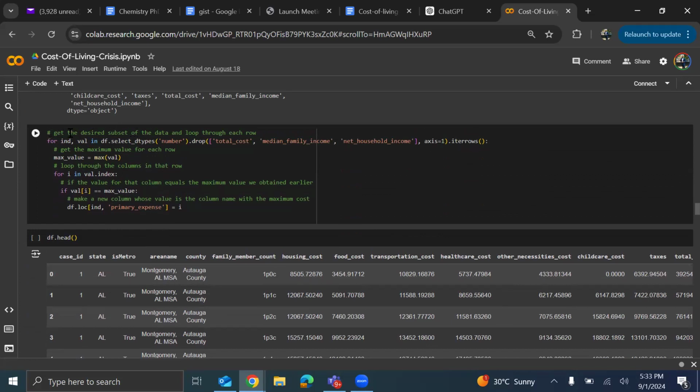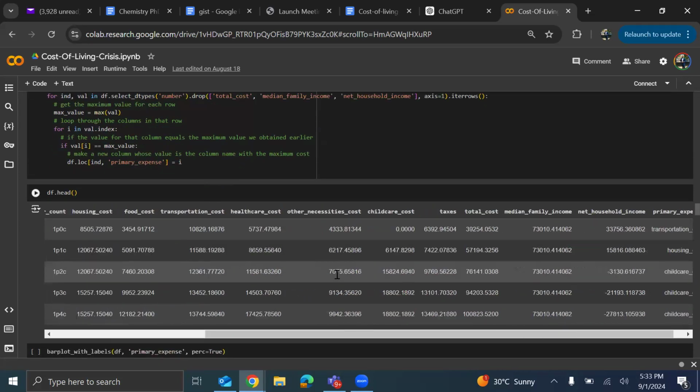So I said get the desired subset of the data, and look through each row. Get the maximum value for each row. Now look through the values in that column for that row. If the value is equal to the maximum value that we obtained earlier, that's just how I thought about it. I wrote it down, and then I wrote the code for that. And that gave me the outcome.